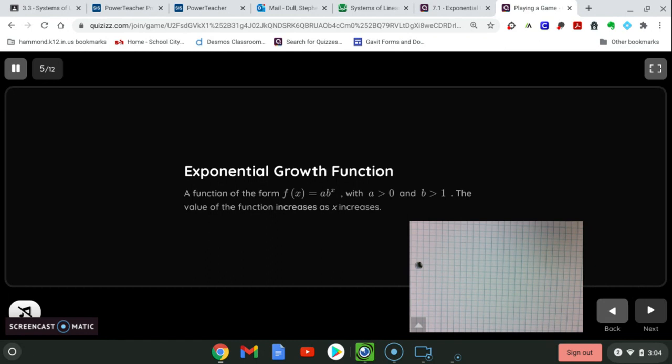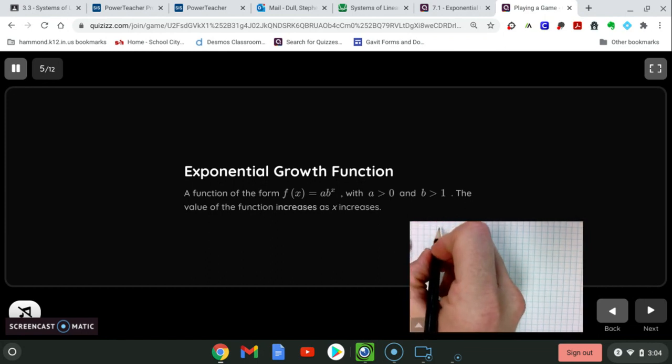So I'd like to talk a little bit about exponential growth and exponential decay that can be modeled with this type of function. So a function of the form f of x equals a times b to the x, where a is positive and b is greater than 1. Okay? So if this is the case, the value of this function is going to increase as x increases. And if you think about that, that makes sense.